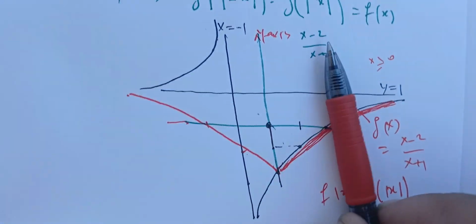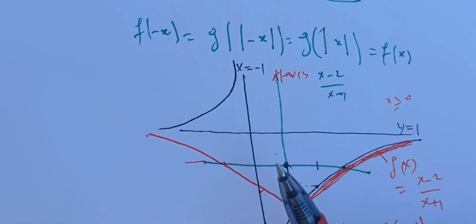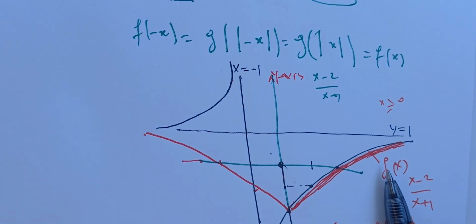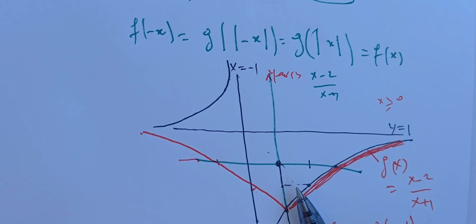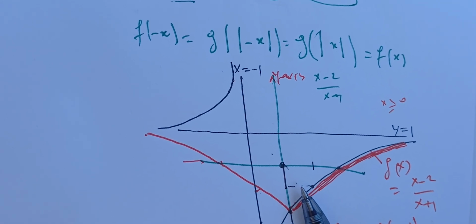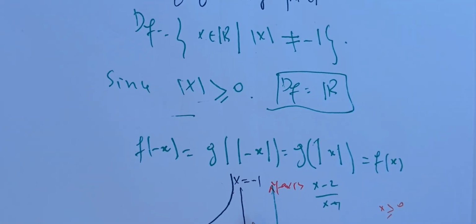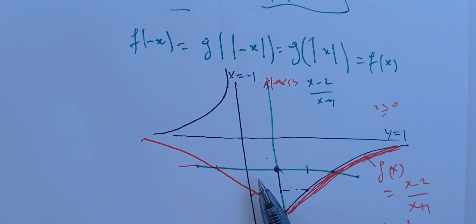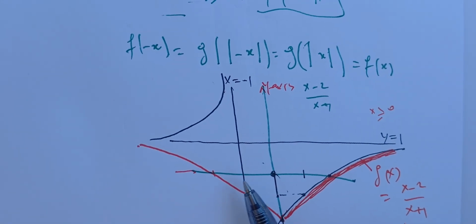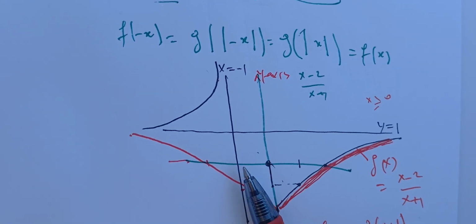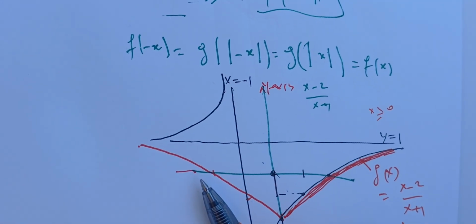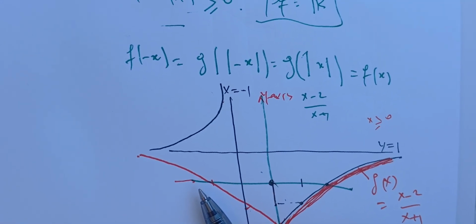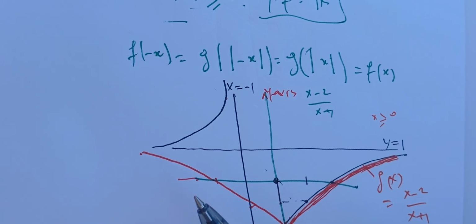And we have to pay attention to the domain. Note that g is defined for all the real numbers except -1, but f is defined for all the reals. Therefore they don't have the same domain of definition. So this is the action of an absolute value on this kind of behavior of functions.